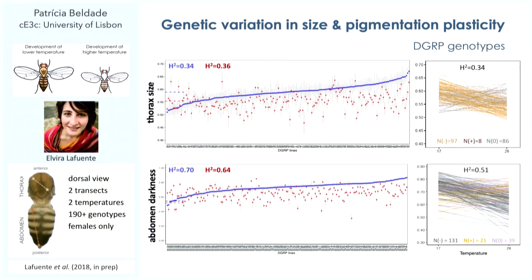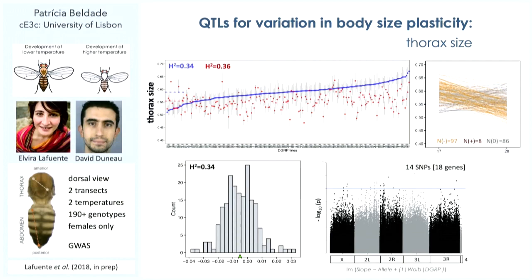So I'm just going to focus on thorax size because this data set has been published. And what we can do now is think of the slope of these reaction norms as a quantitative trait, and then ask questions using a GWAS approach: what are the loci that matter for variation in these quantitative traits? Okay, so this is just illustrating the frequency distribution of the slope of the reaction norms.